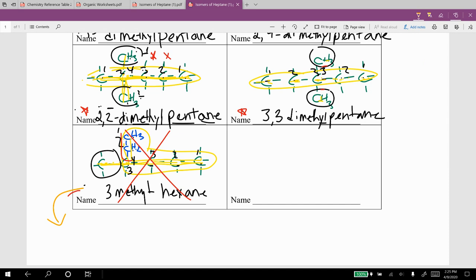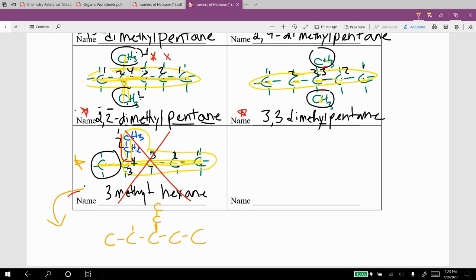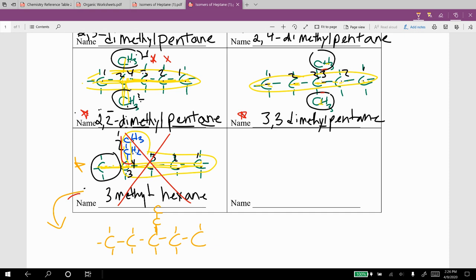So then I need the 5 carbon chain. 1, 2, 3, 4, 5. Right, so I can't put my 2-carbon branch here because that's the one that gave me this up here. So I'm going to put my 2-carbon branch on this carbon. So I'm going to do carbon, carbon. Now let's go through and put all of the correct number of bonds. Right, 4 bonds to every carbon, and at the end of every line is a hydrogen.